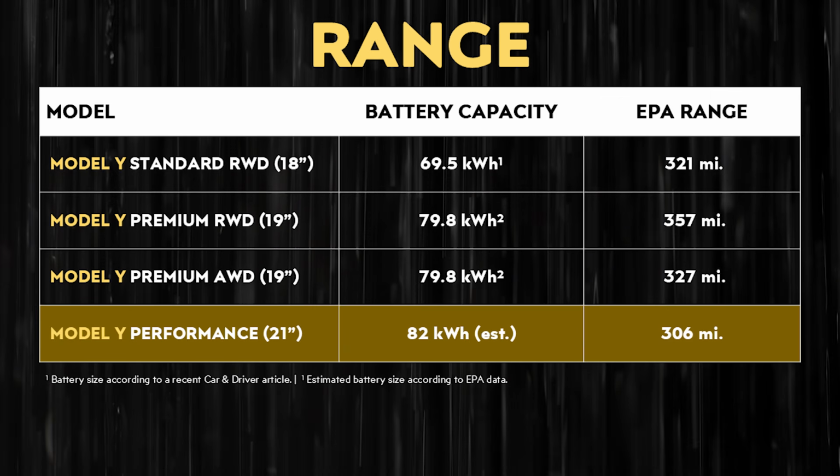However, even with that smaller battery pack, the standard version of the Model Y, when equipped with 18-inch wheels, does still have an EPA rating of 321 miles, which is quite impressive. However, when you compare that to the premium rear-wheel drive version with that larger battery pack, you do get 357 miles of EPA rated range with the 19-inch wheels.